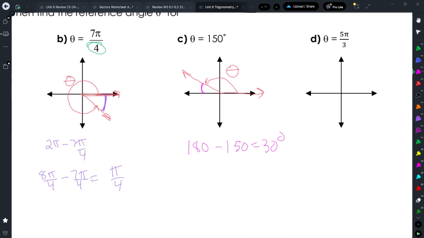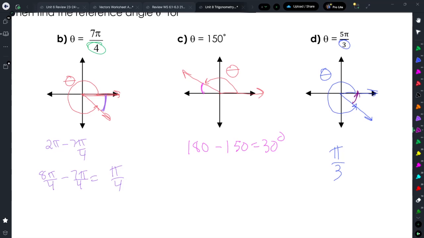And then lastly, 5 pi over 3 is almost 2 pi. So that's our theta. And then again, if it's in radians, in pi radians, the denominator is 3. The reference angle is pi over 3. Because if we were to add pi over 3 to 5 pi over 3, that's 6 pi over 3, which would be a full circle.